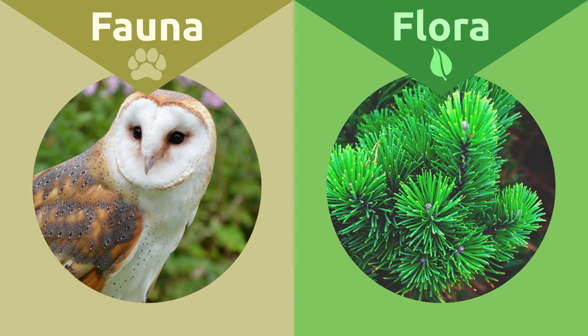Marine ecosystems differ depending on the type of water. That's why there are freshwater ecosystems like rivers and lakes, and saltwater ecosystems like seas and oceans.